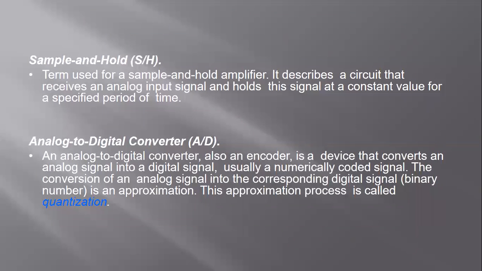The sample and hold circuit is nothing but the amplifier. It describes a circuit that receives an analog input signal and holds this signal at a constant value for a specified period of time. A sample and hold circuit is generally used along with an A to D converter. An analog to digital converter, which is nothing but an encoder, is a device that converts an analog signal to a digital one, usually a numerically coded signal.